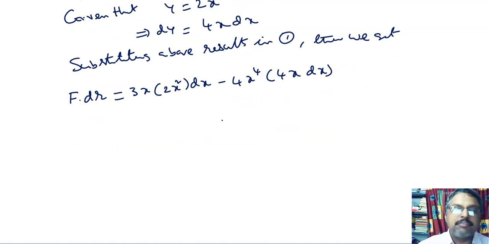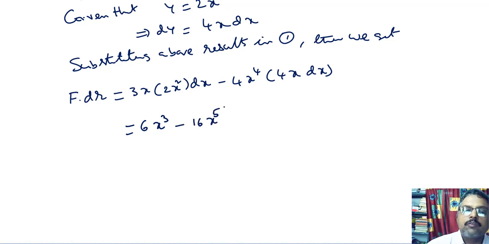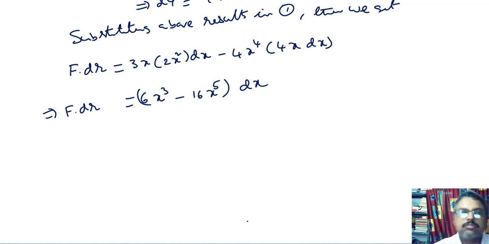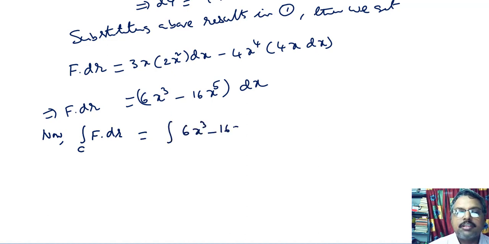Now simplification: 6x cube minus 16x power 5 dx. So what is this? Integral F dot dr along the curve C, F dot dr is entirely in terms of x: 6x cube minus 16x power 5 dx. Now what about the x limits?